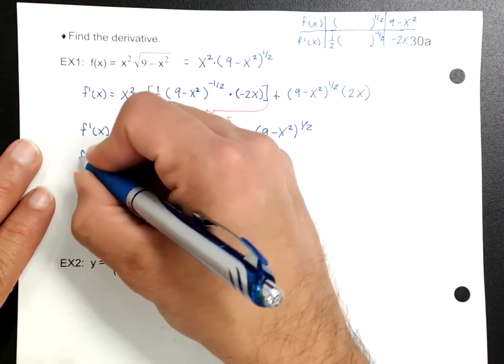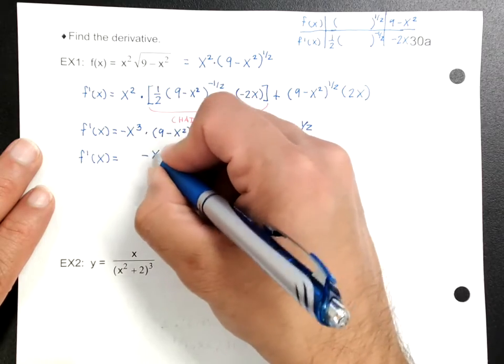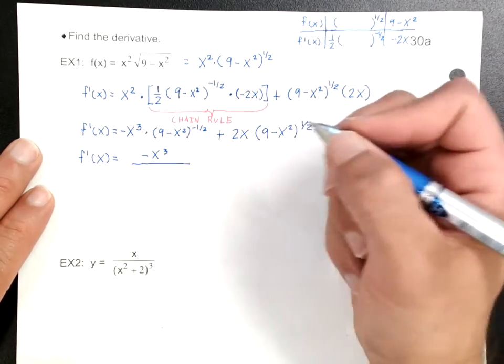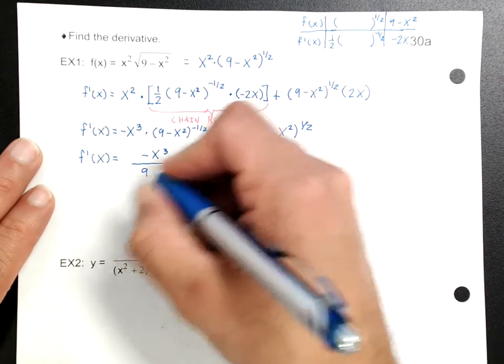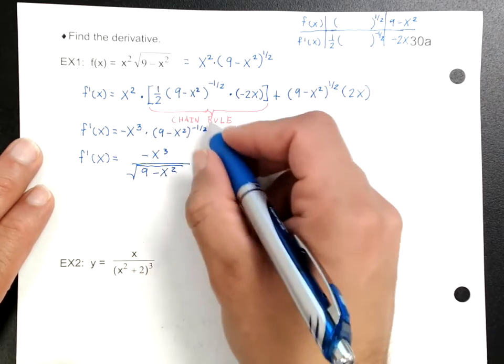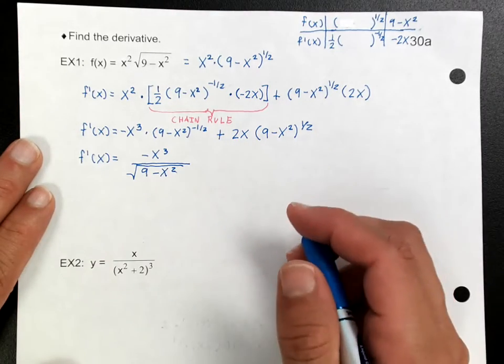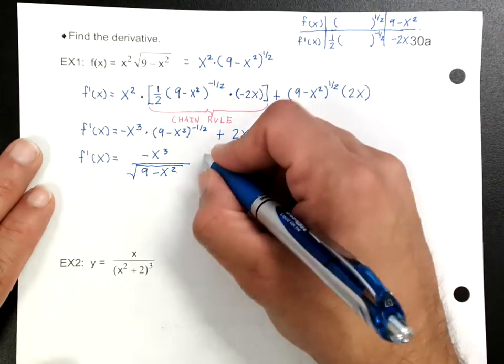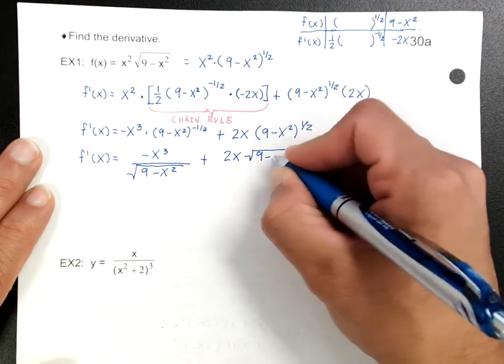So now I definitely do not want a negative exponent, so I'm going to write this as negative x cubed over the square root of 9 minus x squared. So I switched that from a negative 1/2 to a positive 1/2, but I wrote it as a square root. And on this one I have plus 2x times 9 minus x squared.